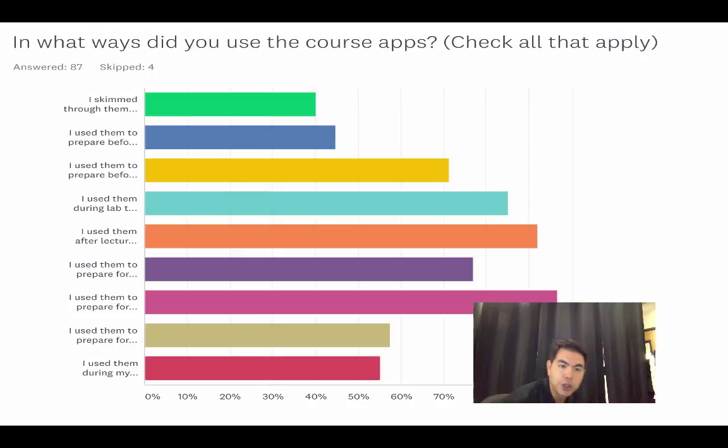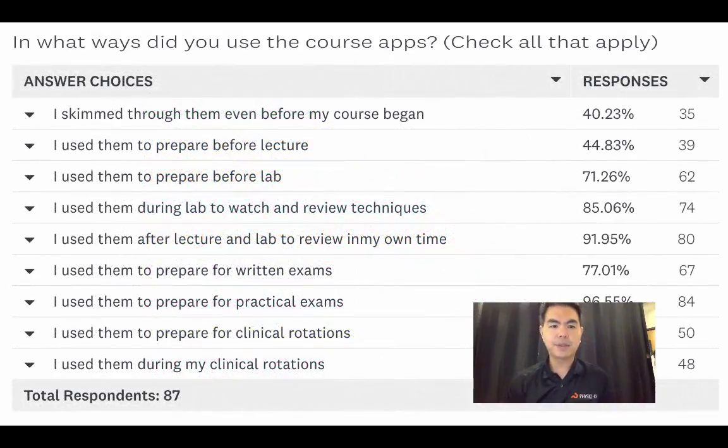Sorry about that. So you'll see, in what ways did you use the course apps? Well, I want to point out that the big percentage of them used it to prepare for lab. So even before coming to lab, they were looking at their techniques. Okay, so that's one of those powerful things. I use them during lab to watch and review techniques, right? So they never have to worry about just seeing it once. Their exposure to content can happen at any moment that they have the interest or they have the time. I use them after lecture and lab to review in my own time, 92%. I use them to prepare for written exams.